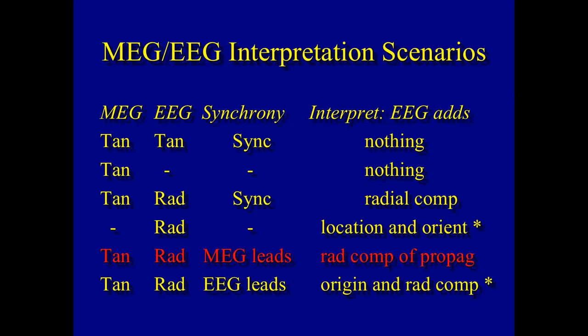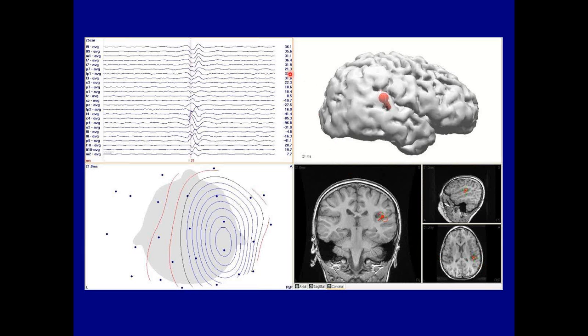Now let's talk a little bit about timing, leading and lagging. So MEG is always going to see our tangential component. EEG in this case is seeing the radial component. But in this scenario, the MEG leads. So the EEG is really only going to provide us the radial component of the propagation. Here's an example. We have a nice EEG spike. It's very radial. Here's the source model. It's deep to the cortex, so probably if we project it out, we'll say that this frontal operculum cortex here is a likely source producing this orientation.